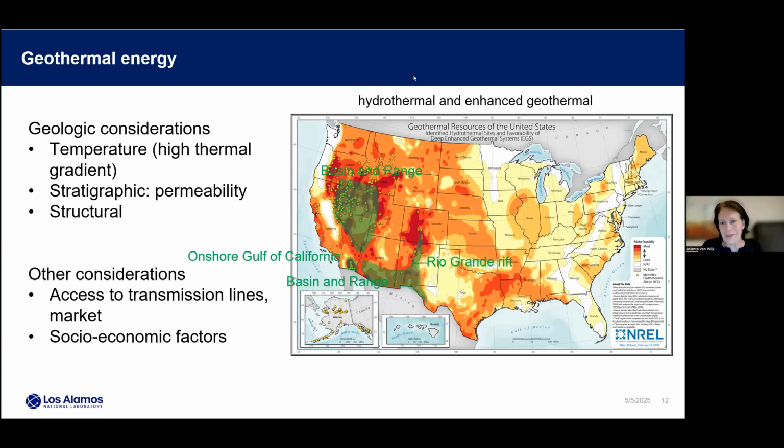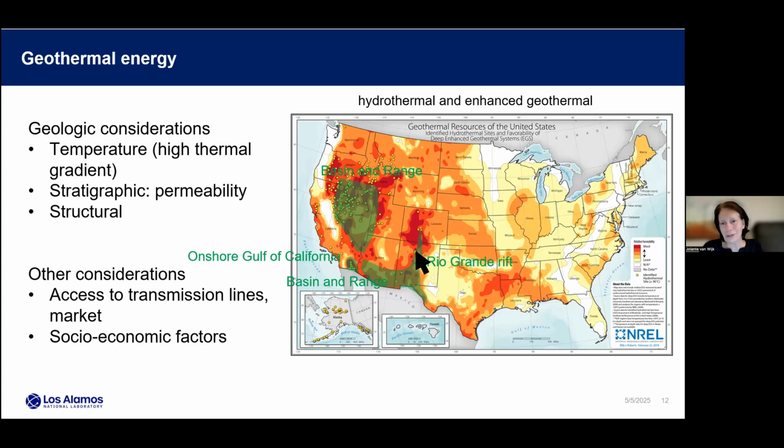If you're familiar with the geology of the United States, you see that there's a very nice overlap between these high favorability locations and some of the major rift zones that we have. The Basin and Range and Southern Basin and Range province coincide with these redder areas. Towards the southwest, you can see the northern part of the onshore Gulf of California. And here in New Mexico, the Rio Grande Rift Zone. In the next few slides, I will talk about the Rio Grande Rift Zone.